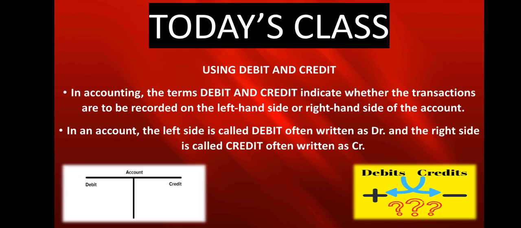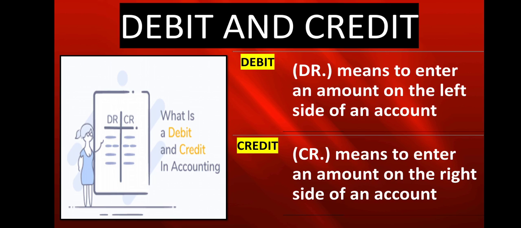The accounts that we are going to prepare in the subject will always be in a T format. The T format has two sides, left side and right side. The left side indicates debit, the right side indicates credit. So to put it in short, debit and credit in accounting is nothing but indicating which side the amount has been written.